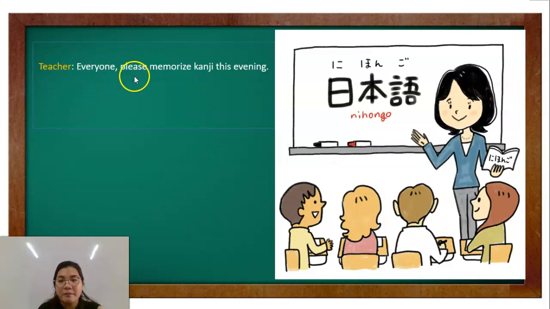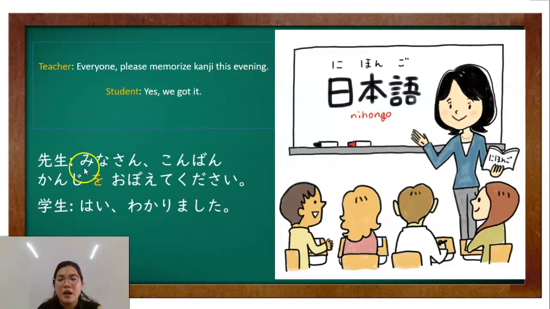Okay, everyone, please memorize kanji this evening. So this is giving an instruction to students. Yes, we got it. So that would be teacher. Minasan, konban, kanji o oboete kudasai. And gakusei wa, hai, wakarimashita. Okay, so ganito mo lang gagamitin to give an instruction to your student, for example.